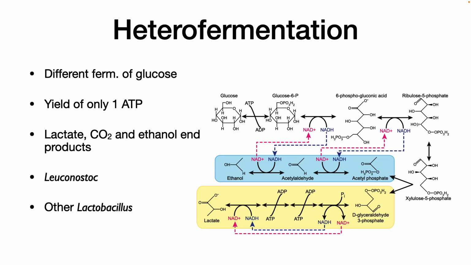Heterofermentation is another way that some bacteria ferment glucose. The yield is only 1 ATP per glucose, with lactic acid, carbon dioxide, and ethanol being end products. Even with its small yield, Leuconostoc and some Lactobacillus use heterofermentation as their form of metabolism.